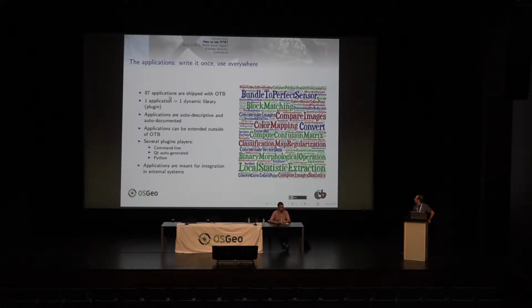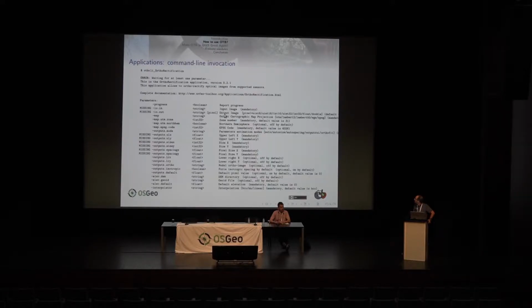So we have a lot of applications shipped with OTB to perform all kinds of classical remote sensing tasks. This is what it looks like. Okay, this is the orthorectification application called from command line. Okay, so you can see you have all the parameters.